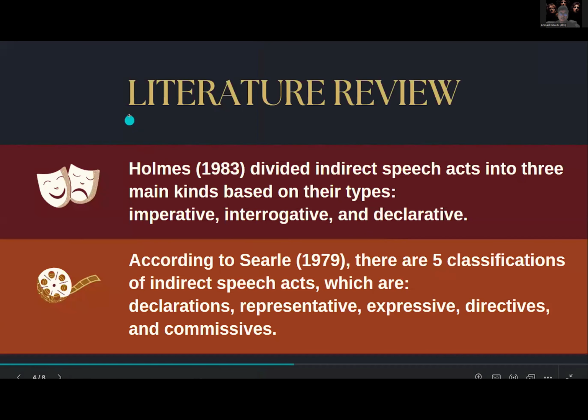The next is the literature review. Here, we intend to use two theoretical frameworks. The first is by Holmes in 1983. He divided indirect speech acts into three main kinds based on their types. The first is imperative, the second is interrogative, and the last is declarative.